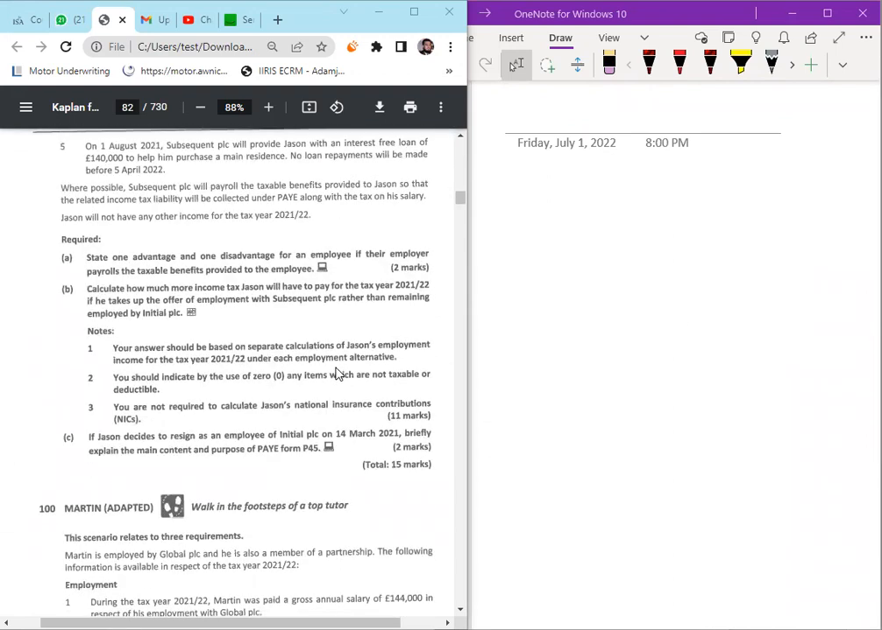Requirement B is: calculate how much more income tax JASON will have to pay for the tax year 21-22 if we take up the offer of employment with subsequent PLC rather than remain employed by initial PLC. 11 marks. No need to calculate national insurance contribution. We know that exempt benefits we have to show 0 or exempt.